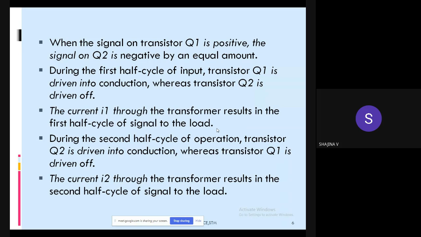Okay. Then during the second half cycle of operation, what will happen? The transistor Q2 is driven into conduction. That is, the transistor Q2 will turn on, whereas the transistor Q1 will be in the off condition. As a result, the current IC2 will flow, that is from the collector of the transistor, coupled to the transformer. That will result in the second half cycle of the signal to the load.